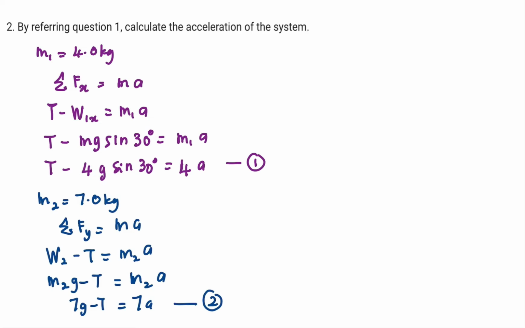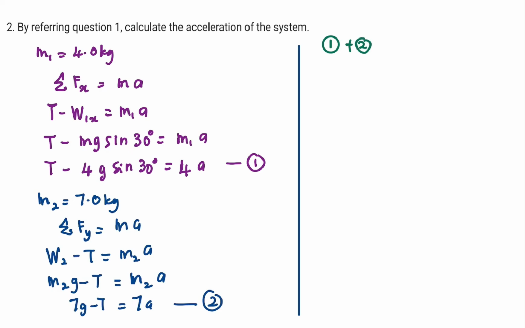So from that part, we take equation 1 plus 2, and then it will be negative 4g sine 30 degree plus 7g equal to 11a. So you calculate, you will get your acceleration, which is 4.46 meter per second squared.